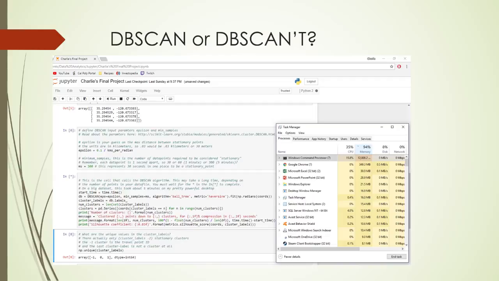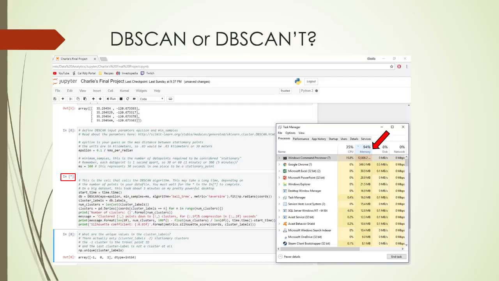Next, dbScan or dbScant is kind of a play on words here, because dbScan actually ended up not working quite a bit because the data sets were 250,000 to 500,000 rows long. And oftentimes it put too much stress on the processing power of my computer, which is a really powerful computer. As you can see here, this little star would last forever. It sometimes would take an hour.